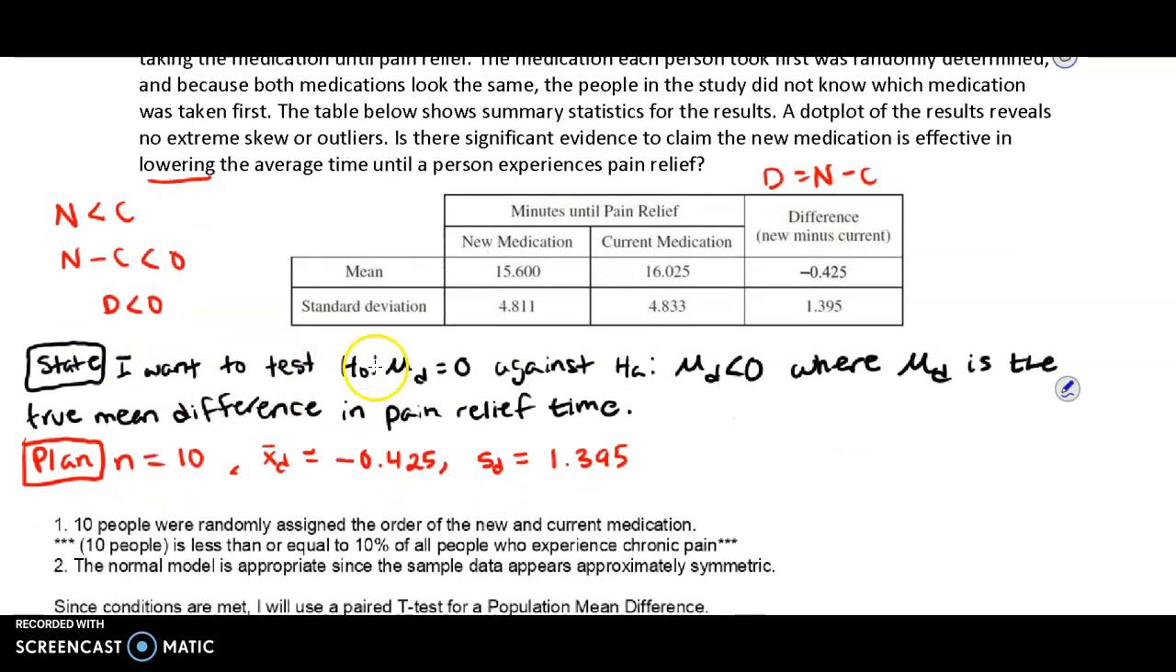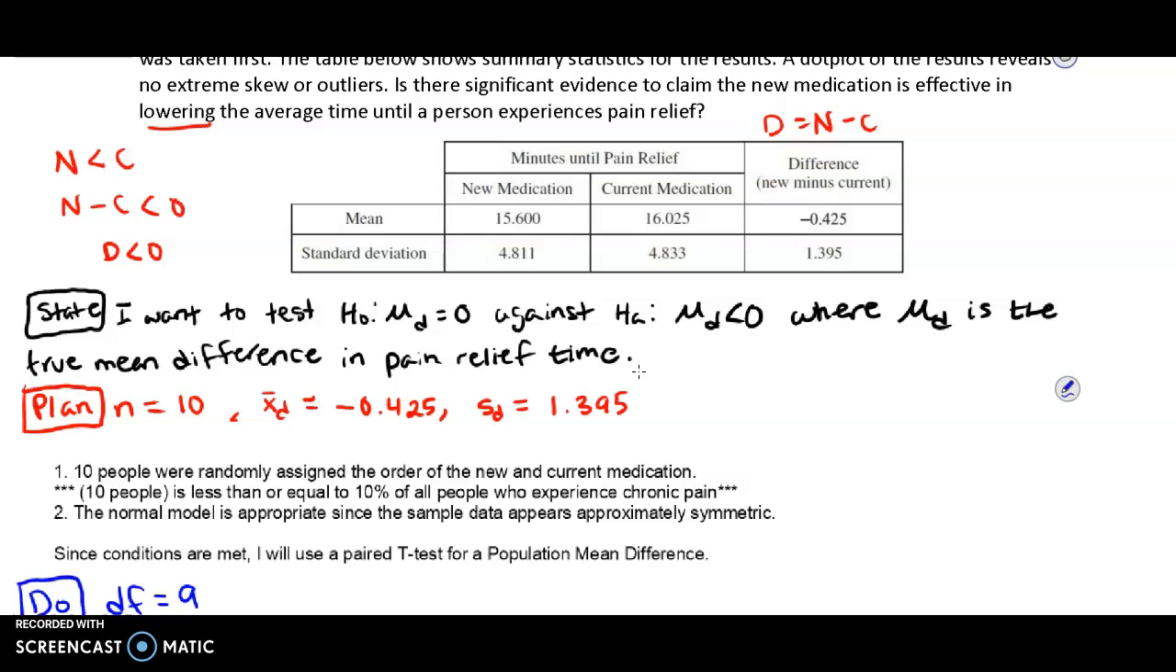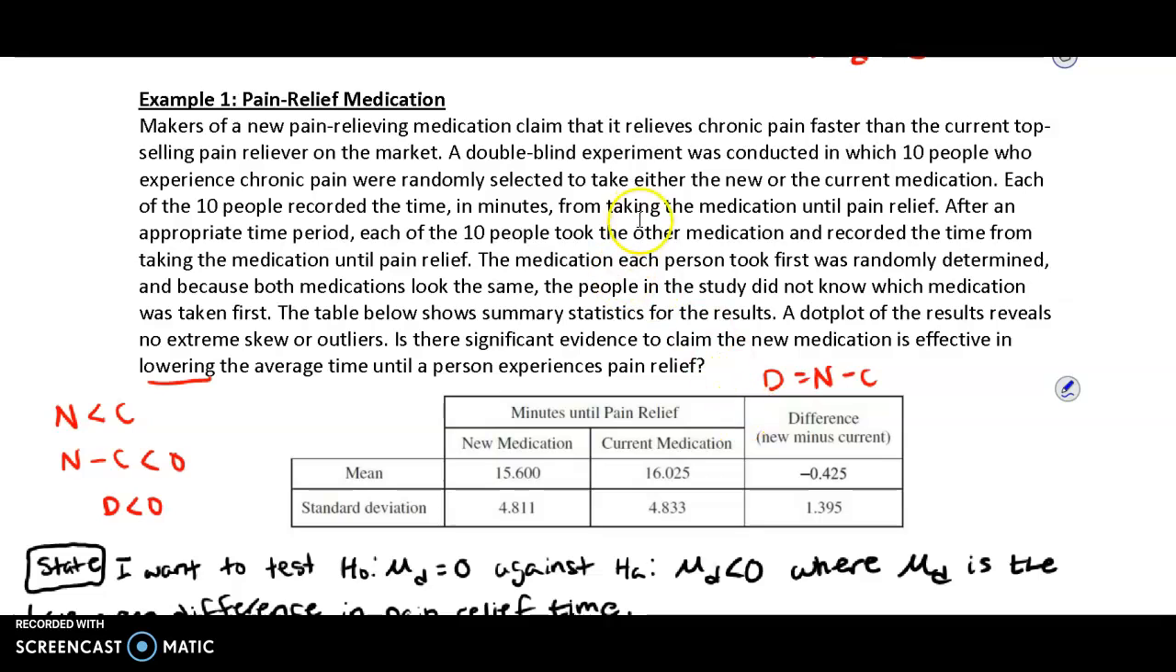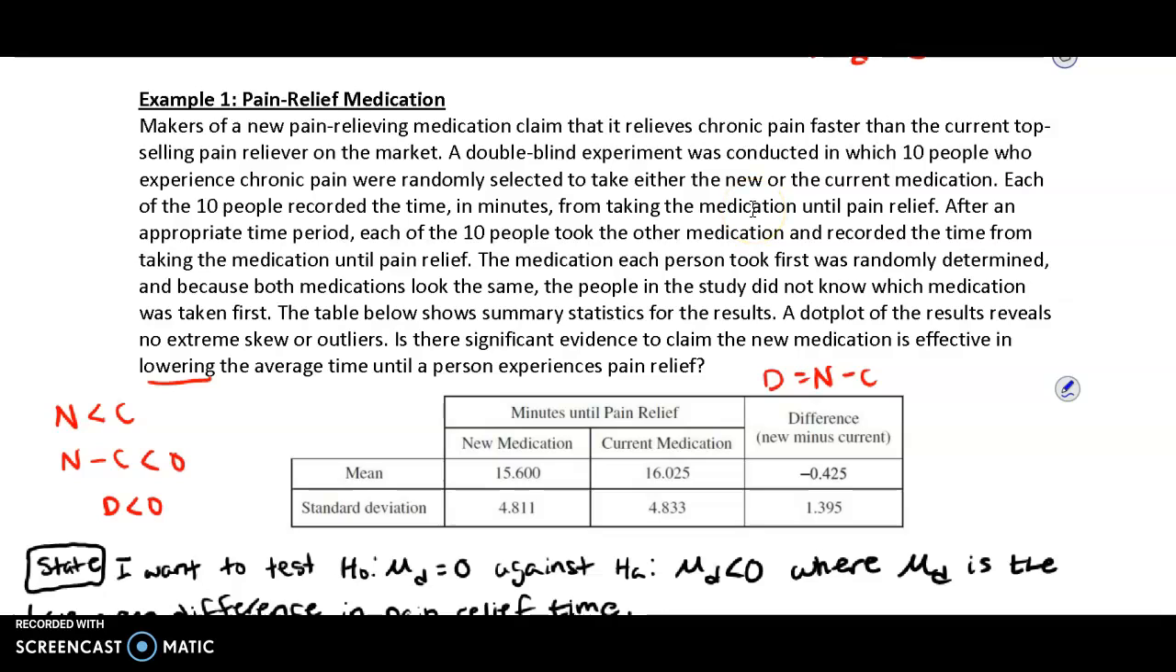So in my state component, I want to test the null hypothesis that the mean difference is 0 against the alternative that the mean difference is less than 0, where mu d is the true mean difference in pain relief time. In my plan step, I have my sample size of 10, my average of the differences, and my standard deviation of the differences. Now, here in our plan step, since this is an experiment, instead of checking that I have a random sample, I was told that 10 people were randomly assigned the order of their medication. It was randomly determined, it was randomly assigned.